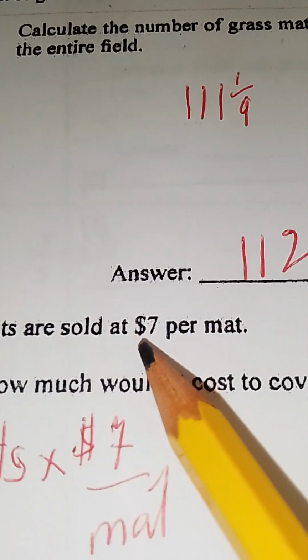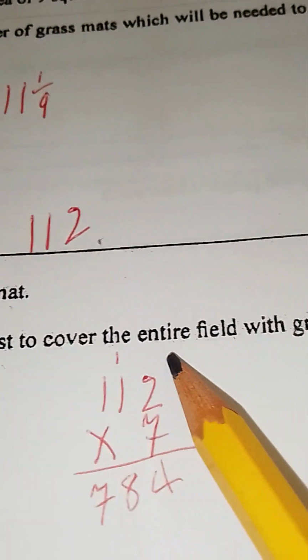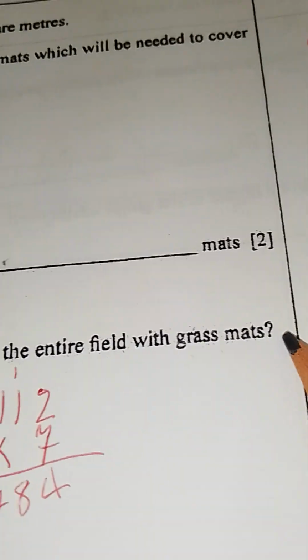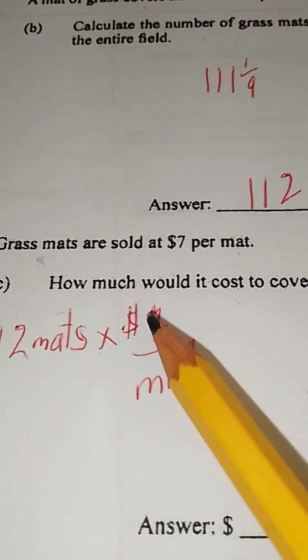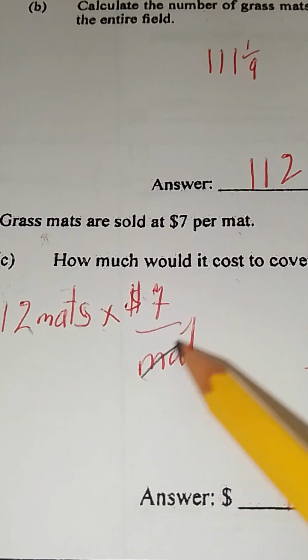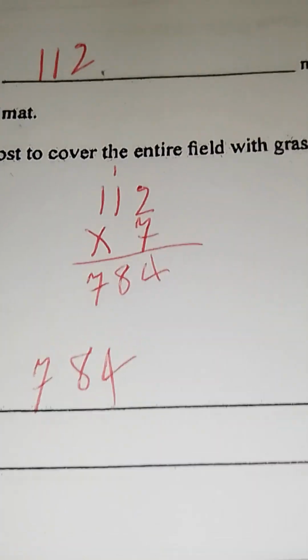Grass mats are sold at $7 per mat. How much would it cost to cover the entire field with grass mats? So I need 112 mats times $7 per mat. Mats cancel with mats, leaving me with just dollars. Multiplying it out, I end up with $784.